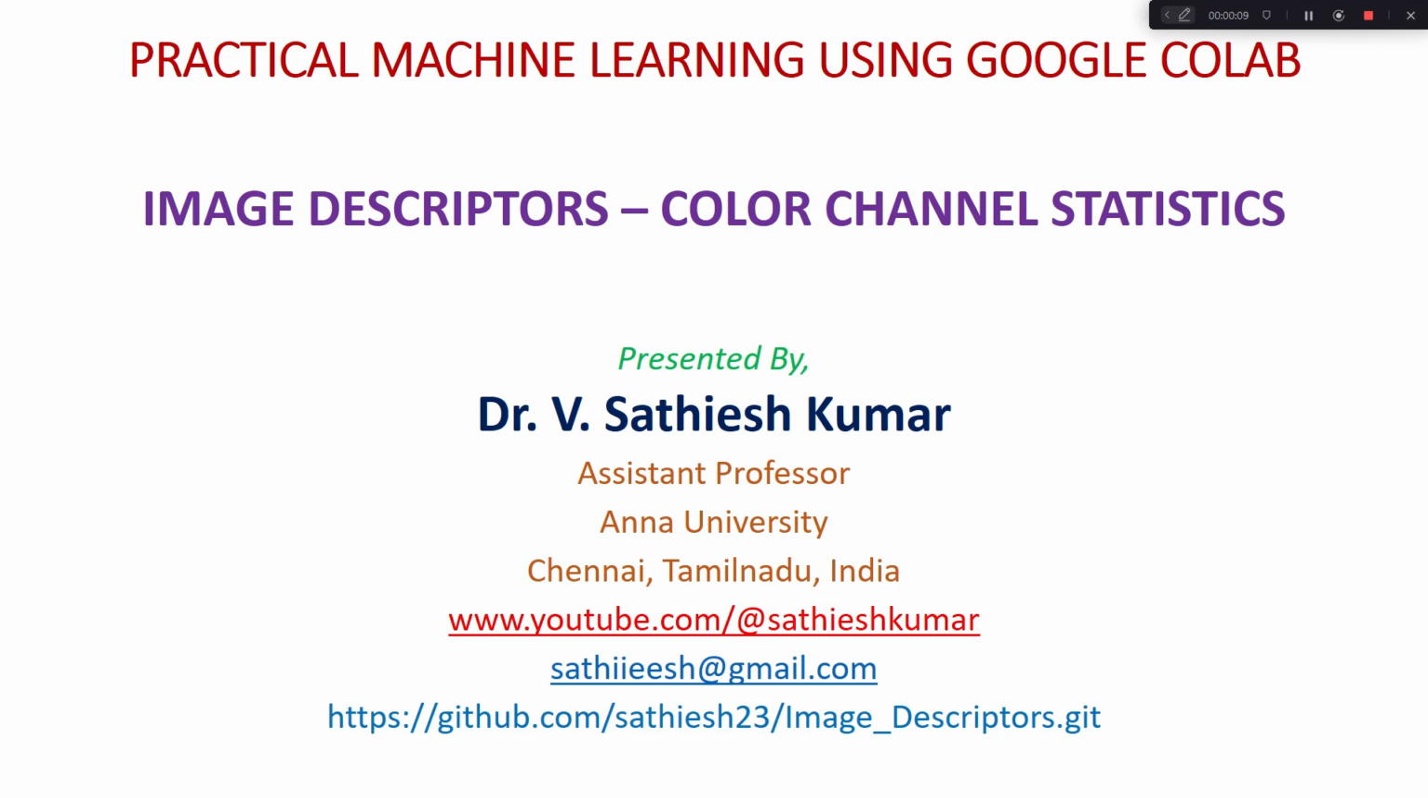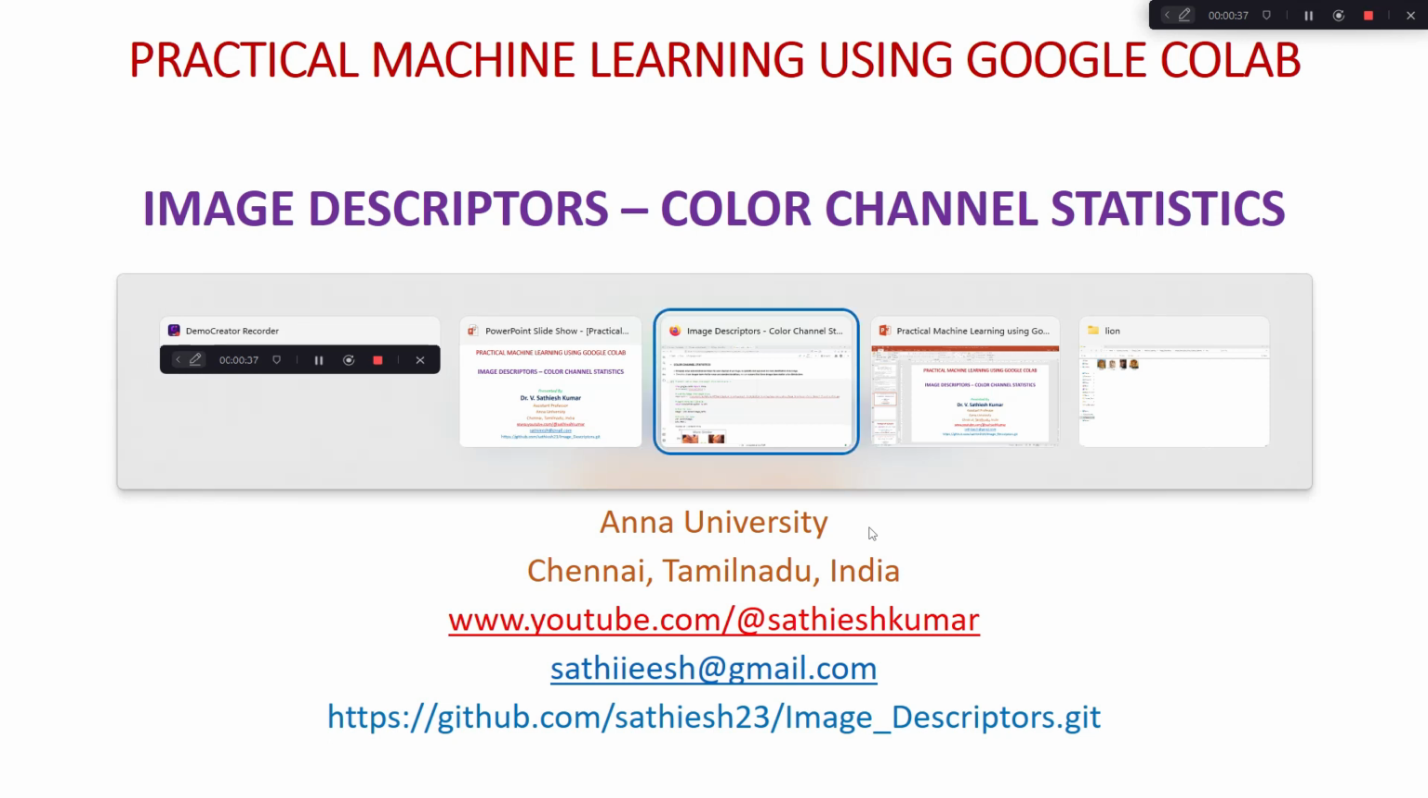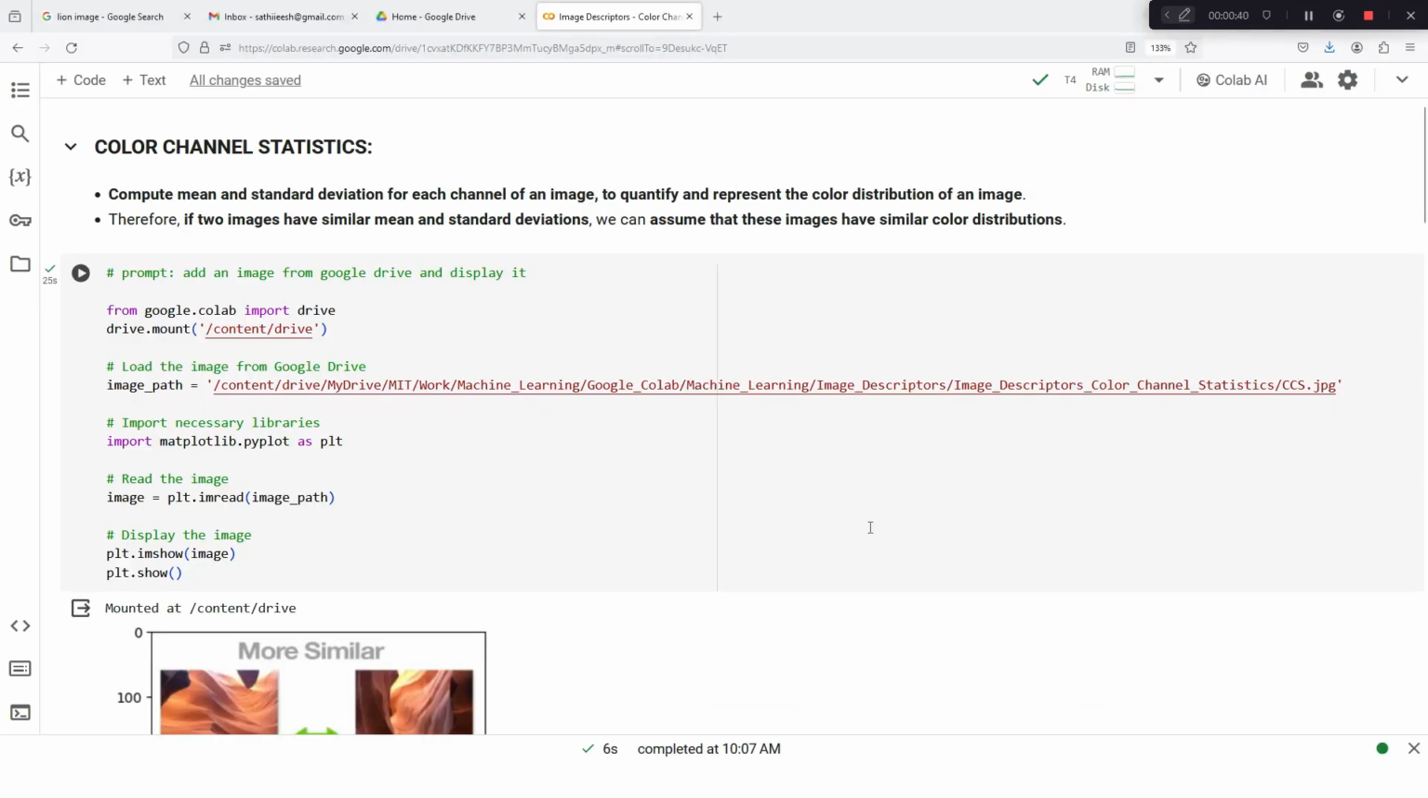In this tutorial, I will be describing an image descriptor, which is nothing but your color channel statistics. An image descriptor means it will try to describe the image in terms of a number. So we try to represent an image in terms of a feature vector. Here we are going to use the color information and represent it as a vector. So let us go into an application and try to understand this color channel statistics algorithm.